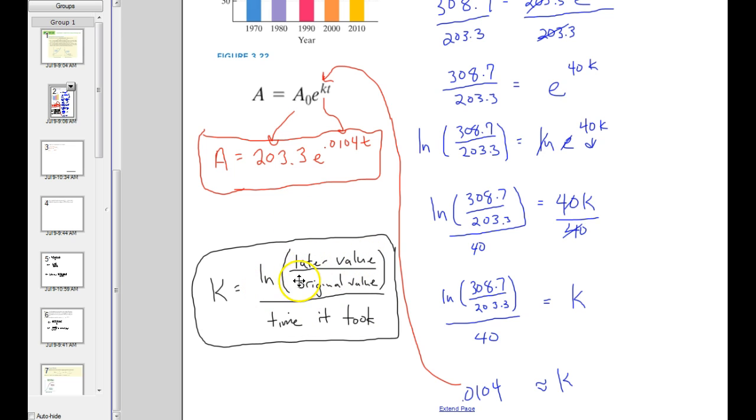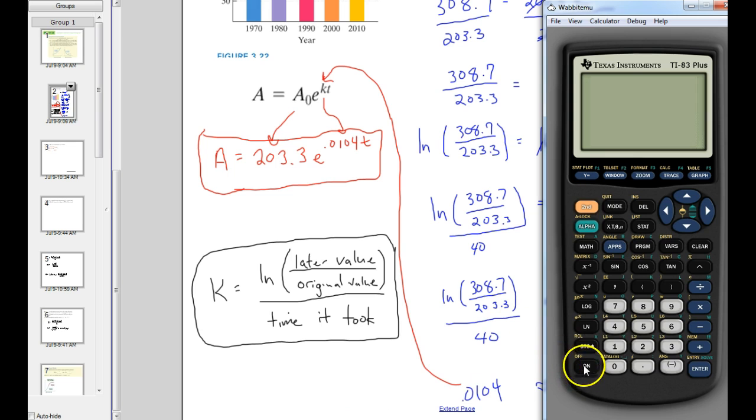Well, if the later value is bigger than the original value, then this is going to be an improper fraction. And anytime you take a log, natural log or otherwise, of an improper fraction, like for instance 5/3, you get a positive number. But if the later value was smaller than the original value, meaning that it decreased, it shrunk, you end up with a proper fraction. And if you take the natural log of a proper fraction, like 1/8 for instance, you get a negative number. The time it takes to go from the original value to the smaller value or bigger value is always positive.